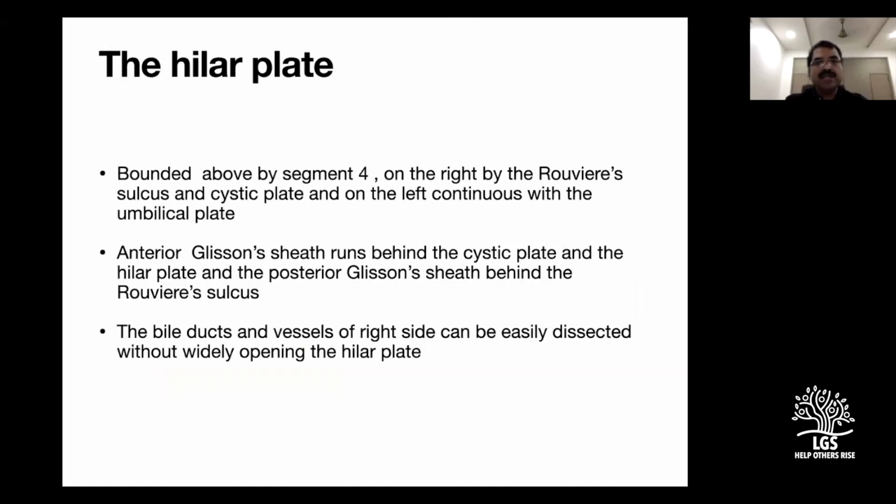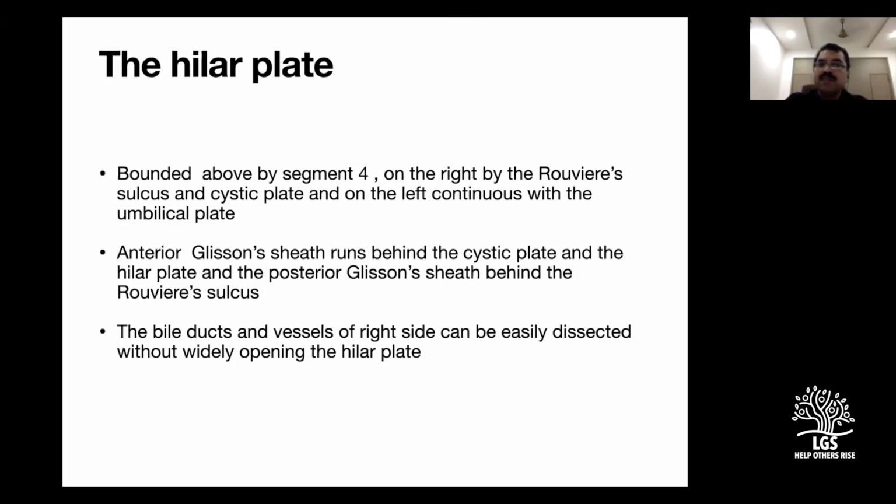So the hilar plate is bounded above by the segment 4, on the right by the Rouviere's sulcus, which I already mentioned, and the cystic plate. And on the left side, it actually continues with the umbilical plate. So the anterior Glisson sheath, that is the Glisson sheath to the right lobe, actually runs behind the cystic plate and the hilar plate, and the posterior Glisson sheath runs behind the Rouviere's sulcus. That is the normal pattern, but you can have the reverse pattern as well.